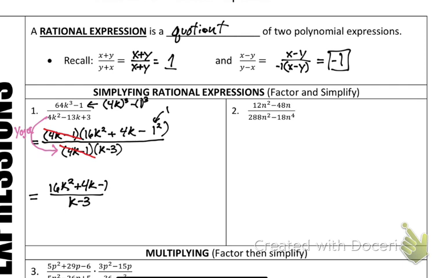So today I'm really just asking you to factor. Factor and cancel things out. That's the name of the game today. That's why we needed to do that homework last time.